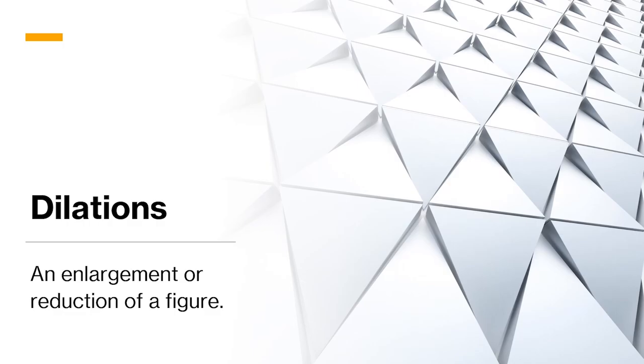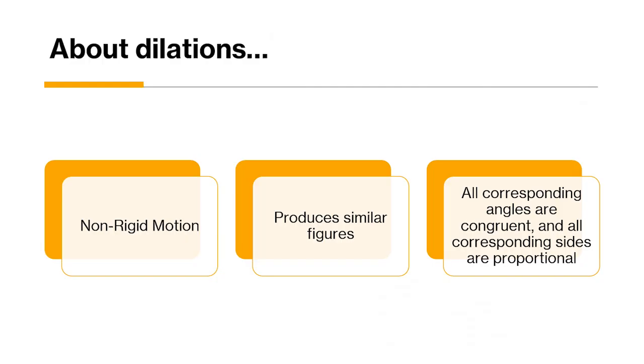Dilations. A dilation is an enlargement or a reduction of a figure. So basically, on the coordinate grid, you're making a figure larger or smaller. A few more things about dilation. It is a non-rigid motion, meaning it does change the size of a figure.